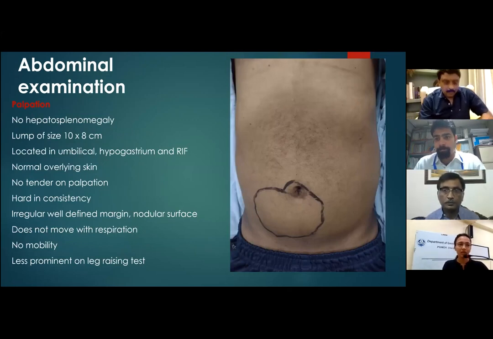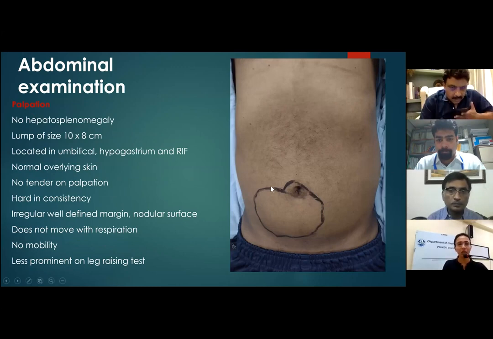On palpation, there was a lump of approximately 10 by 8 centimeters, located in the umbilical area, hypogastrium, as well as right iliac fossa, with normal overlying skin. It was not tender on palpation, hard in consistency, with irregular, well-defined margin and nodular surface. It does not move with respiration. It has no side to side mobility also, and it becomes less prominent on the leg raising test.